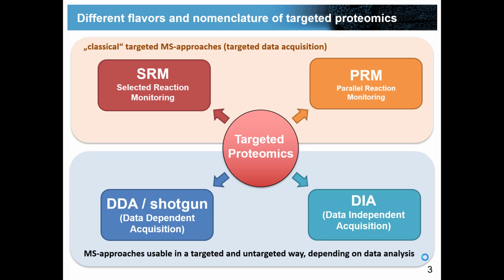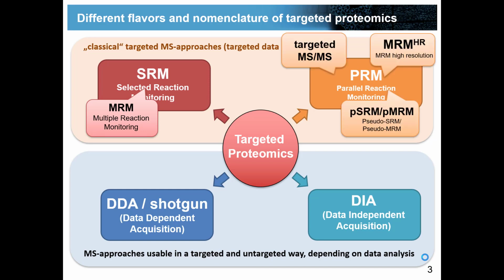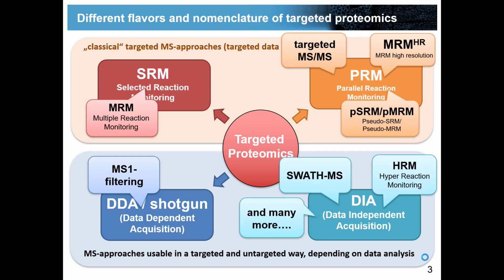Okay, so what's a little bit complicating about this slide is that for these different technologies, there are also different nomenclatures around. For example, SRM is also called multiple reaction monitoring, MRM. For PRM, you might also find the words MRM high resolution or pseudo SRM, or MRM to do shotgun proteomics and use a targeted data analysis strategy. The Skyline team calls it MS1 filtering. And for DIA, with a targeted or peptide-centric data analysis strategy, people use the words SWATH MS or hyperreaction monitoring.